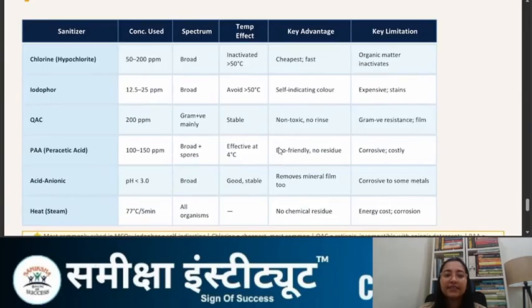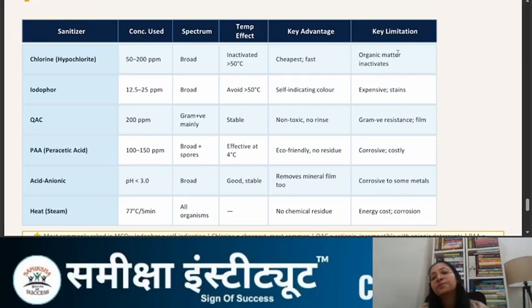So sanitizers, we studied about all the sanitizers. Let's have a quick recap of all these things, quick revision. Starting with the chlorine hypochlorite solution, 50 to 200 ppm is used. It is broad spectrum in nature, inactivated at more than 50 degrees Celsius temperature. So we need to ensure that when we employ this, the temperature should be less than 50 degrees Celsius. It is very fast acting, then cheapest.